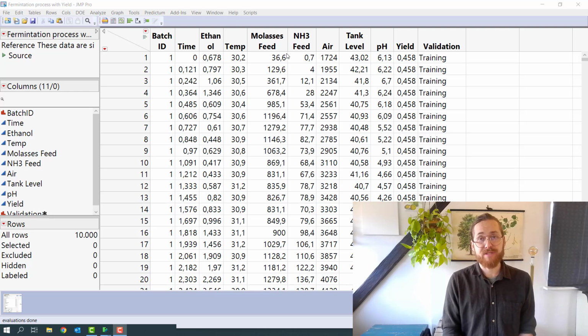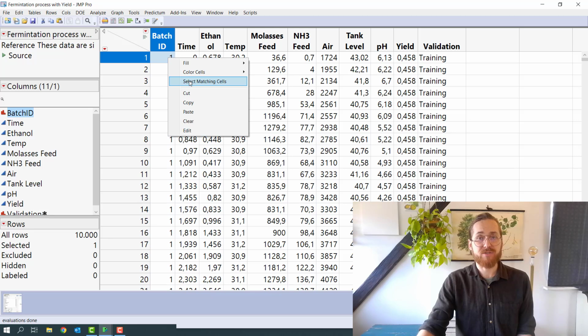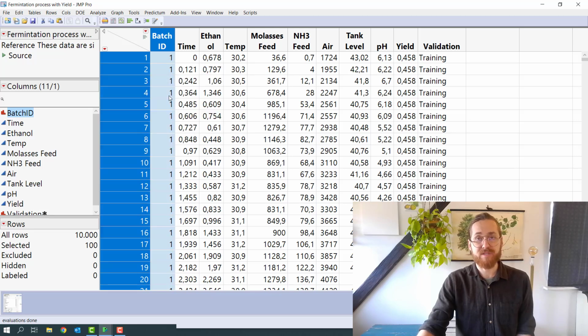This particular example is a fermentation process where I am measuring the levels of ethanol, temperature, molasses feed, NH3 rate, the air tank level, pH, and I'm ultimately looking at the yield of this process. So for all batches, if I just select one batch, you can see I have 100 measurements, given that I have 100 different batches and their levels and their yields.